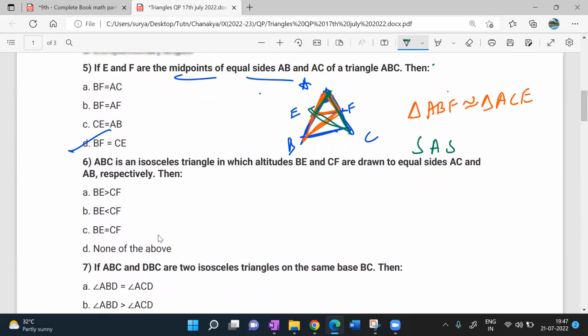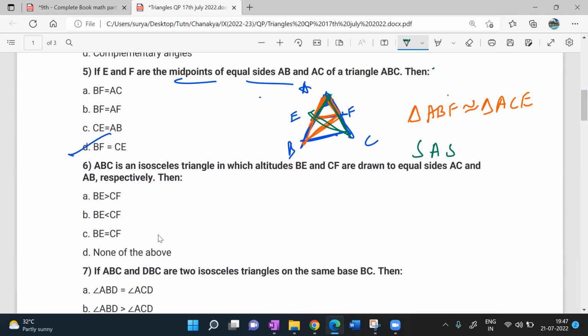Sir, we can draw like that also, from C to E and B to F. I didn't get your point. So you mean you can draw the triangle and show C to E and B to F like that also. Yes, but what I'm trying to say here is very simple. Listen to me carefully. By SAS, any two altitudes are equal.